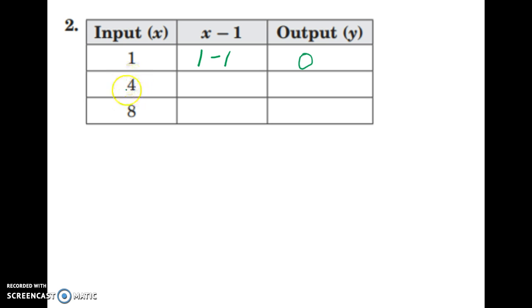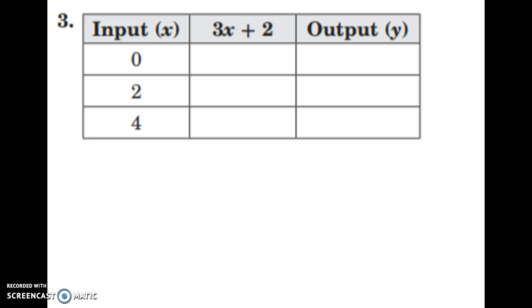Next, I have 4. So this time, x equals 4. And 4 minus 1, our output is 3. And finally, 8. 8 is substituted in for x. 8 minus 1, and we know the output is 7.